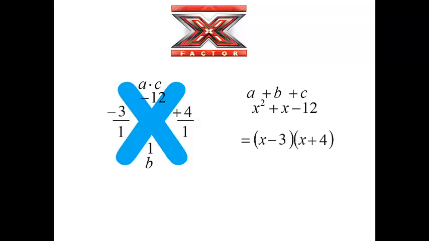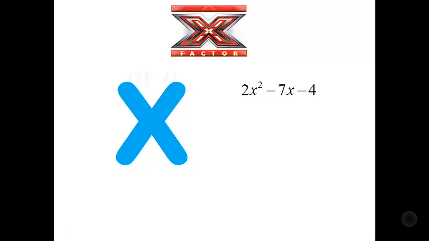Okay, let's go through another one. Let's try one where a is not 1, like this one. So since a is not 1, we still make the big X. What goes on the top? AC. I like AC on a hot day. So 2 times -4 goes on the top, which makes -8. And then B goes on the bottom, right? So that's -7. Now we want the product of -8 and the sum of -7.